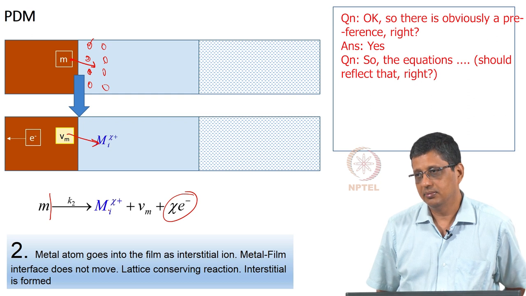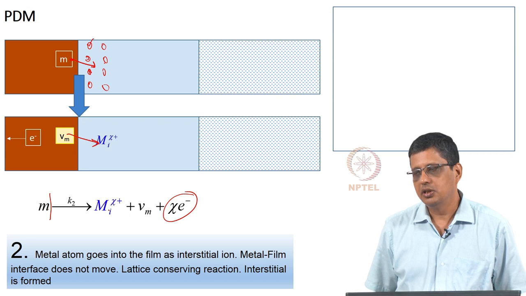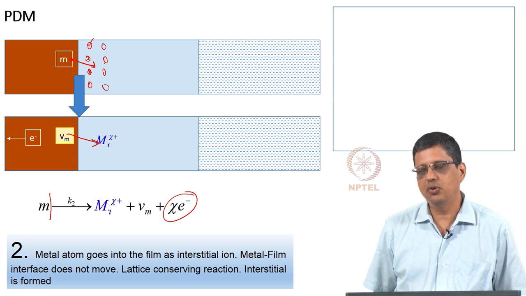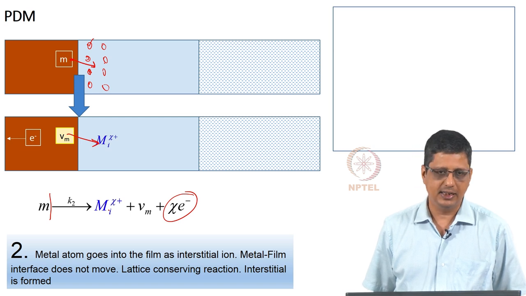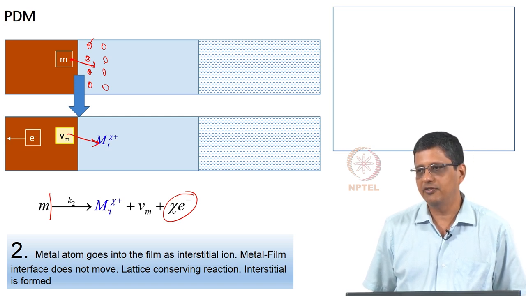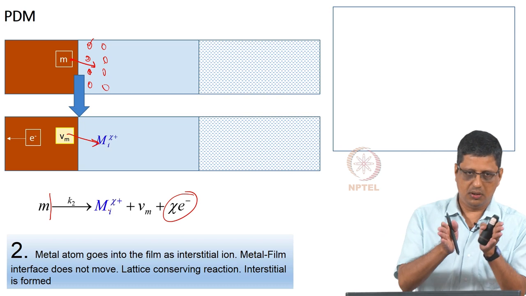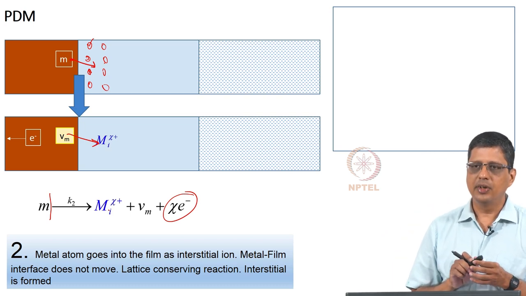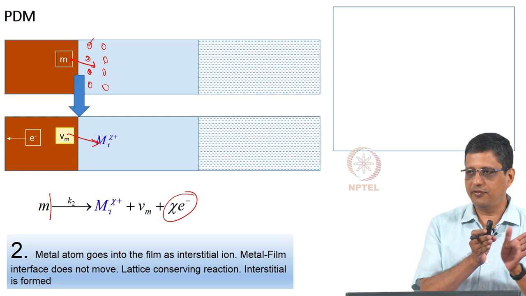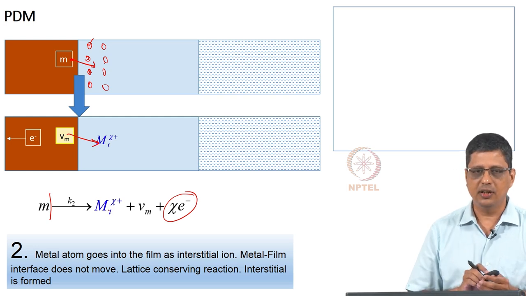Okay, so there is obviously a preference, right? Yes. So when we assign the rate constant, we should look at the data and see which one happens. I have not gone into the details of analyzing experimental data with this, but if I have to guess, I would think cation vacancy will be filled preferably, and only if there are no vacancies would it go towards interstitial. Or if it goes both ways simultaneously in parallel, I would say a larger rate constant for filling the vacancies and a smaller rate constant for going towards interstitial.